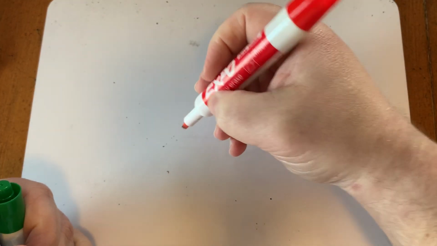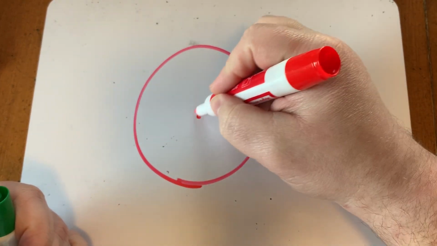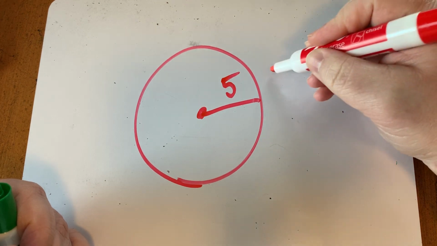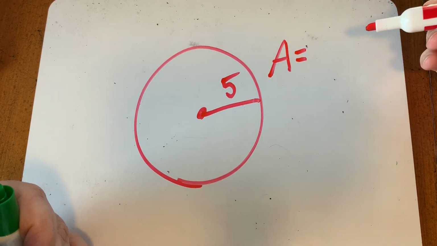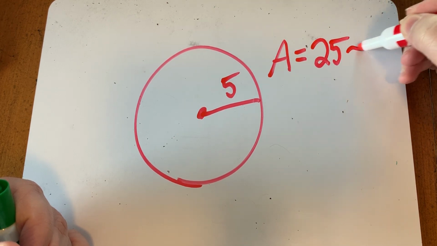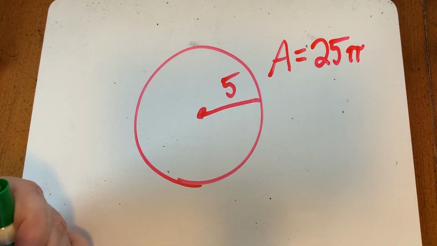If you're finding the area of a circle, let's say you have a circle with a radius of 5. If you want the area, it's pi r squared, pi times 5 squared. 5 squared is 25. Leave it in terms of pi unless explicitly told to round, or rounding is what would make sense for the situation.